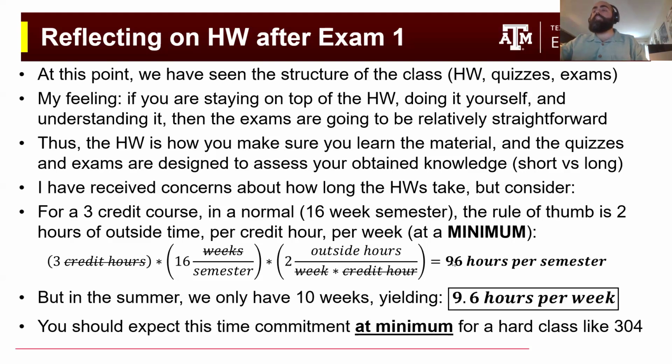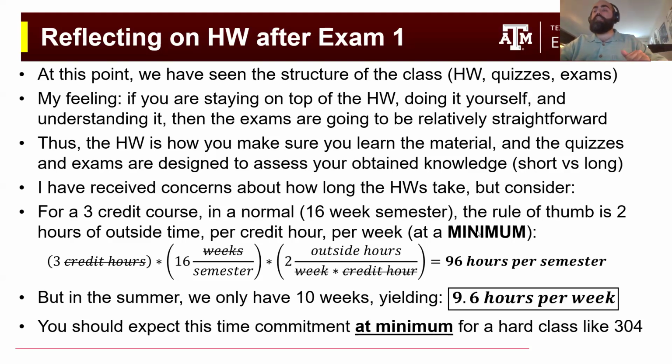That works out to about 96 hours per semester if it's a normal 16-week semester, but we don't have 16 weeks, we have 10. So that works out to about 9.6 hours per week. It says minimum here, but it depends on what the class is. Some classes you could spend less than this and get an A, so it's not necessarily a minimum.